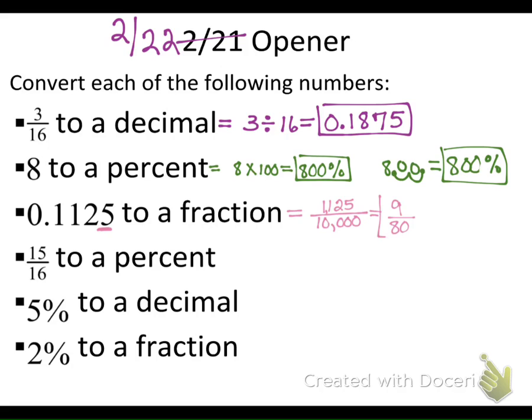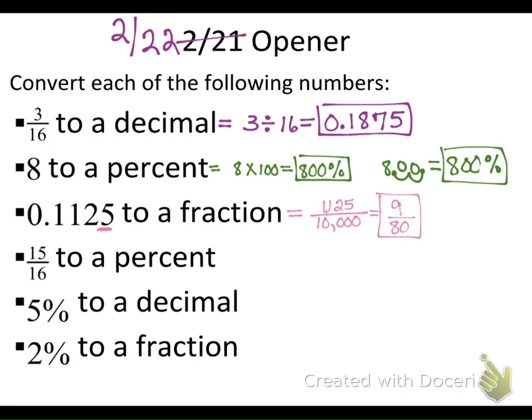If you did not have a scientific calculator and you had to divide it out by hand, what number could you divide both the numerator and denominator by? What number could this be reduced by? They end in a 0 and a 5. So what are both of these numbers divisible by? 5, yeah. So you could divide it by 5 and keep going that way until you got to 9/80. All right, moving right along.